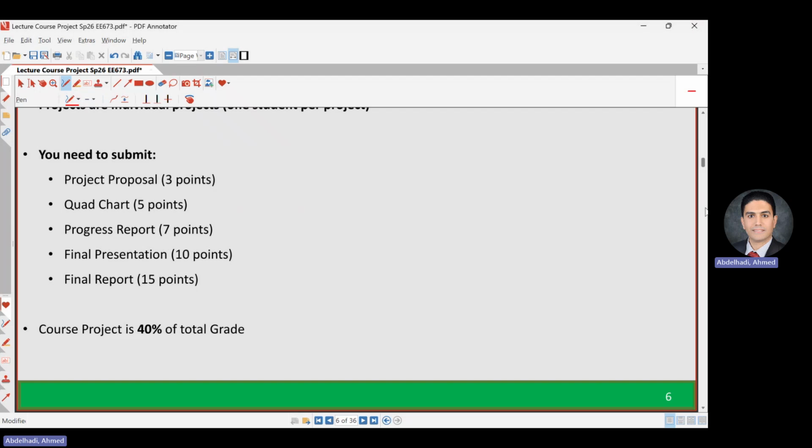So the thing is, the course project is going to be 40%. So I give all the assignments 40 points. The first one, the project proposal one-pager, is 3 points. The quad chart is 5 points. The progress report is 7 points. The final presentation is 10 points, and the final report is 15 points. So as you can see, as you go from the first assignment to the last assignment, you have more points. So this is how it's going to be divided.